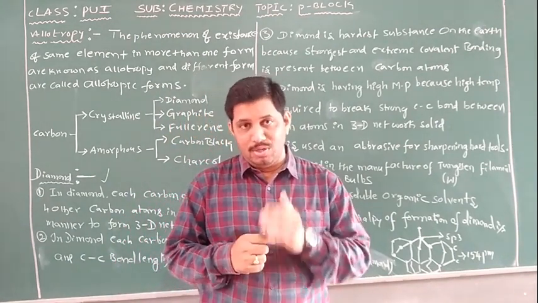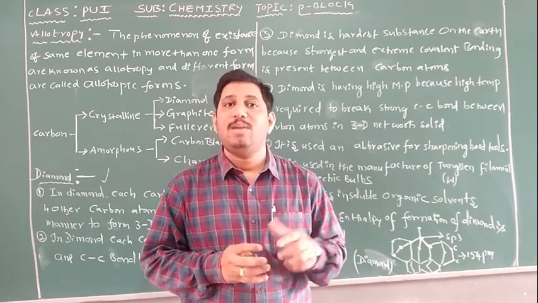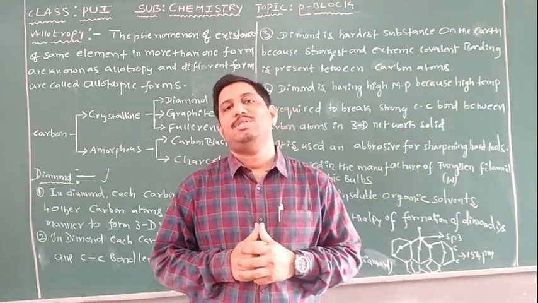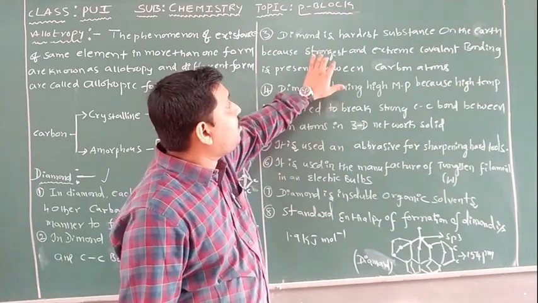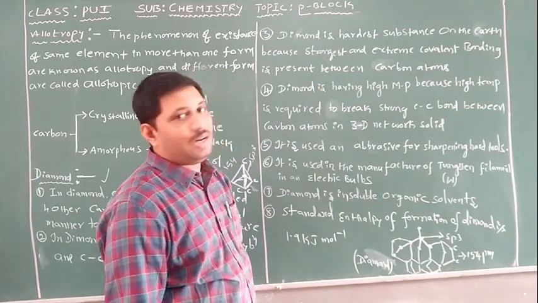Why? Because to cut the diamond there is no other substance on the earth. Hence only diamond can be used. That's why it is that much hard a substance on the earth. What is the reason, students? Because of strongest and extreme covalent bonding present between the carbon atoms.